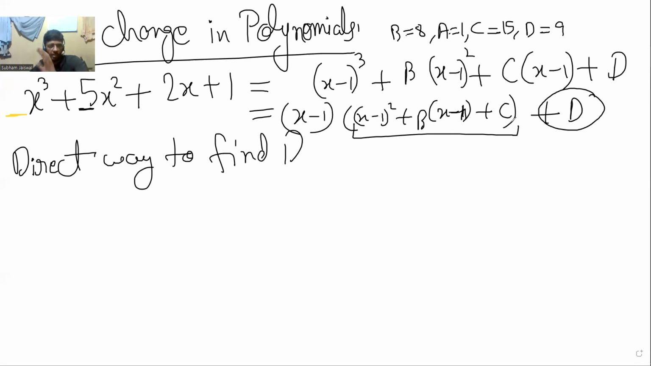You can also find the remainder like this very quickly. So that's how you find the D. You find the D by putting x equal to 1. And then you can see that it comes out to be 9. So D is 9. Now, how do we find the C?